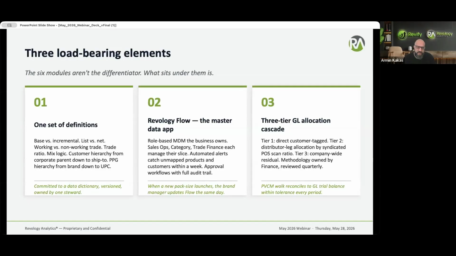Again, incredibly important to have one set of definitions, right? Again, like how do we define baseline versus incremental? Some companies like to use their own modeled incremental volume, or some vendors do that, right?